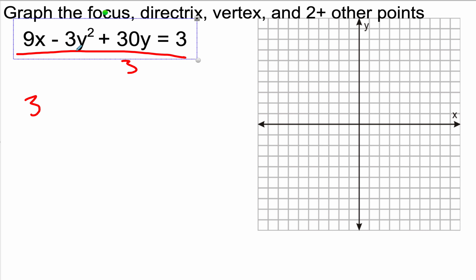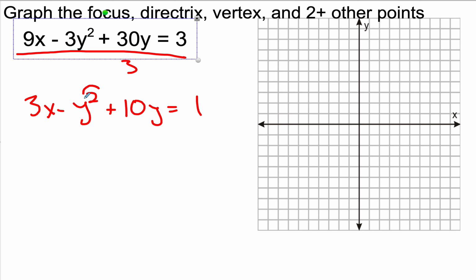So this is allowed. This is not factoring. This is an equation, and in an equation, you're allowed to divide both sides by anything you want, because that keeps the equation balanced. So 9 divided by 3 is 3. Negative 3 divided by 3 is negative 1. 30 divided by 3 is 10. 3 divided by 3 is 1. Okay? Now we just go back and do the last step.